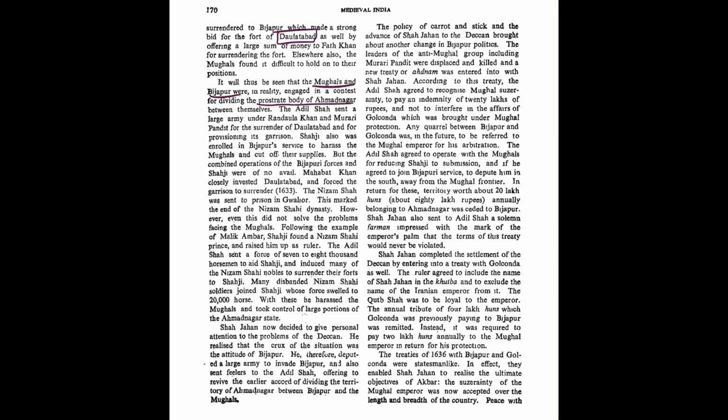The Adil Shah sent a large army under Randaula Khan and Murari Pandit for the surrender of Daulatabad and for provisioning its garrison. Shahji also was enrolled in Bijapur service to harass the Mughals and cut off their supplies, but the combined operations of the Bijapuri forces and Shahji were of no avail. Mahabat Khan closely invested Daulatabad and forced the garrison to surrender.